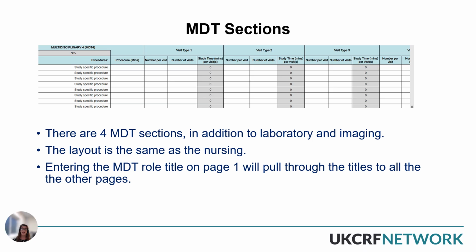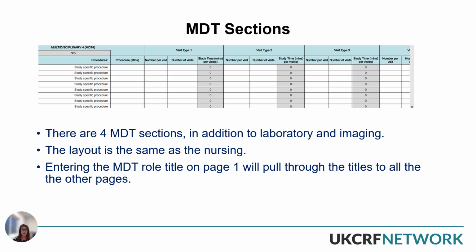Now, the MDT sections are exactly the same for all of the different MDT sections across all of the 5 pages. We've got 4 different MDT sections. You may want to include a CTA, you may want to include unblinded nurses, it could be a fellow, it could be a physiotherapist. It's absolutely down to you and what staff you need to deliver that study at your site.